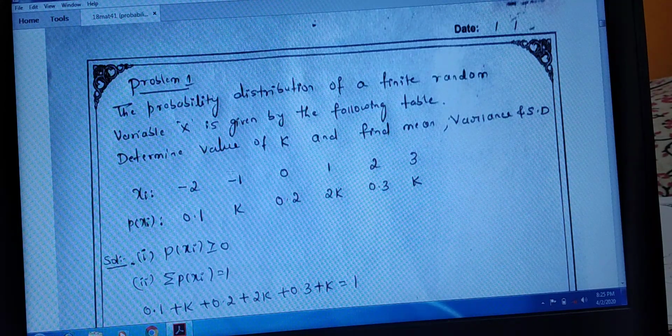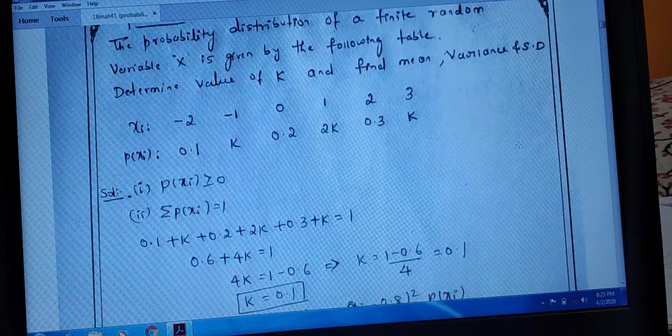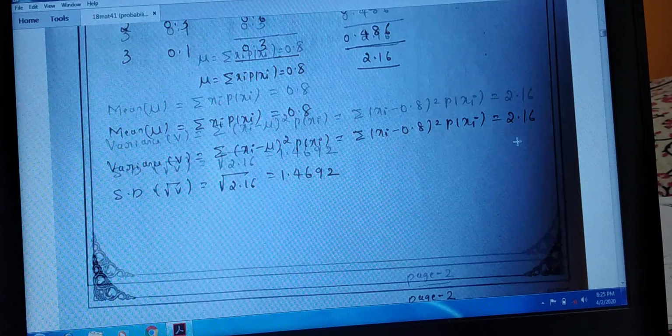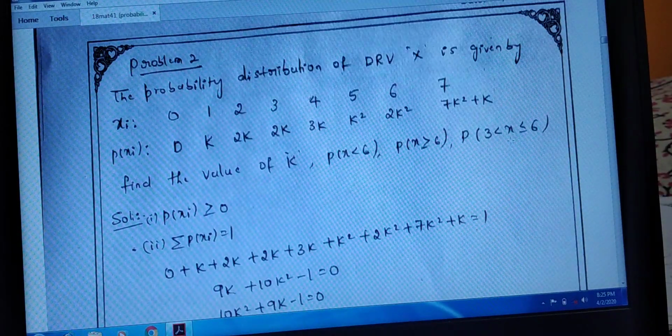See, for this probability distribution, we have found the value of k, the mean, the variance as well as the standard deviation. So we are done with the first problem. Next problem is given by the probability distribution.